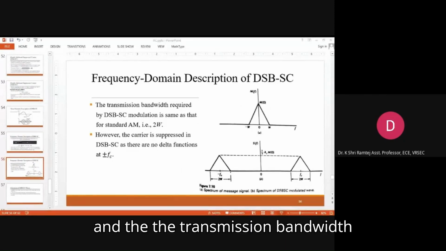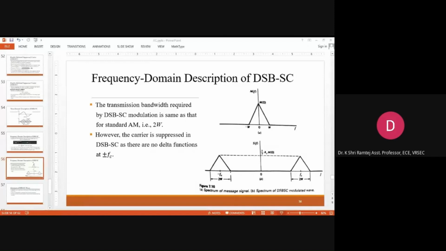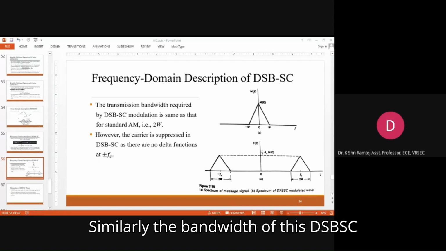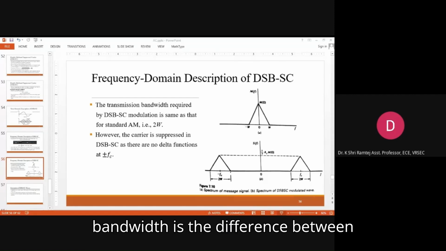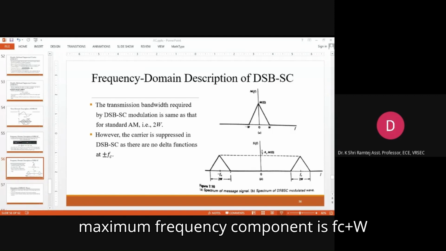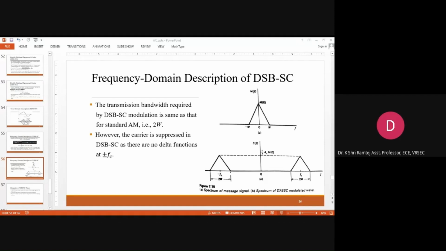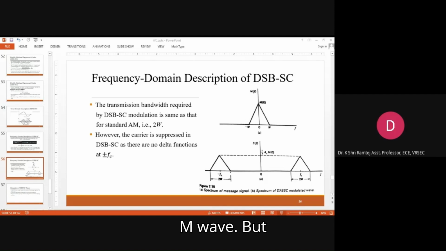And the transmission bandwidth required by DSB-SC modulation is the same as that for standard AM. So if W is the bandwidth of the message signal, then the bandwidth of the standard AM wave is 2W. Similarly, the bandwidth of this DSB-SC wave is also 2W, because the bandwidth is the difference between the maximum frequency component and the minimum frequency component. Here the maximum frequency component is f_c plus W, and the minimum component is f_c minus W. If we take their difference, we get a bandwidth of 2W. So the DSB-SC wave has the same bandwidth as the standard AM wave.